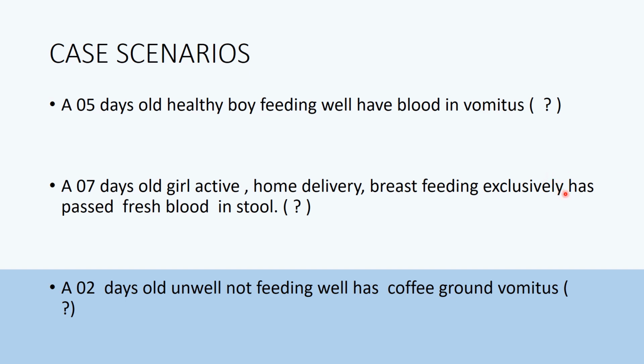The second case is a 7-year-old girl. She was a home delivery. She was being breastfed exclusively, and now she has passed fresh blood in the stool on 2 different occasions, 12 hours apart. The third scenario is of a 2 days old unwell child who is not feeding well, and the vomitus contained coffee ground colored material.